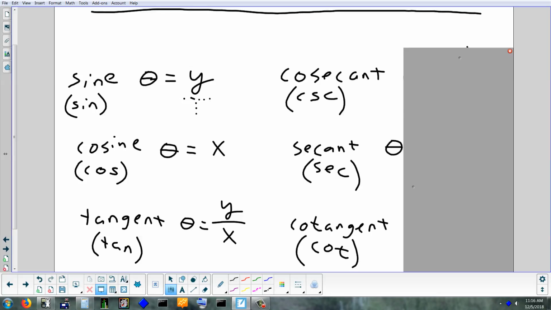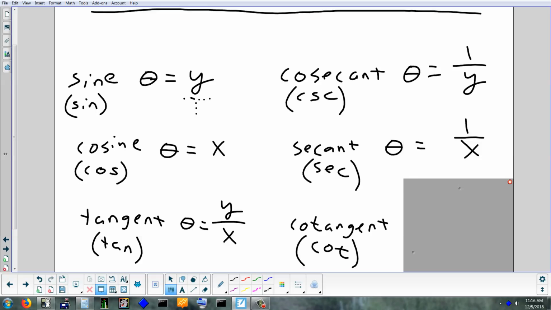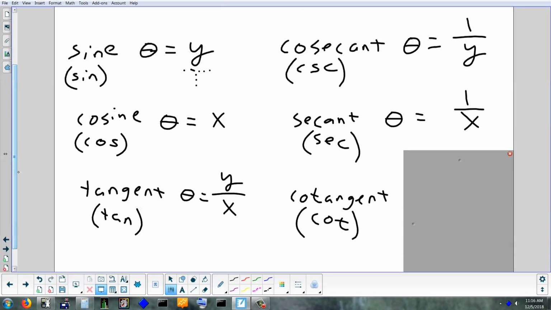If you know the 3 trig functions on the left, to get the ones on the right, all you do is flip the ones on the left. So what do you think the cosecant would be based on just flipping the one that's right next to it? It would be 1 over y. And how about the secant? X over 1 flipped is 1 over x. And the cotangent, x over y.